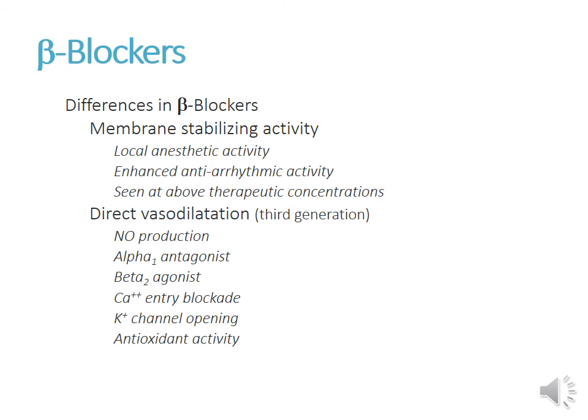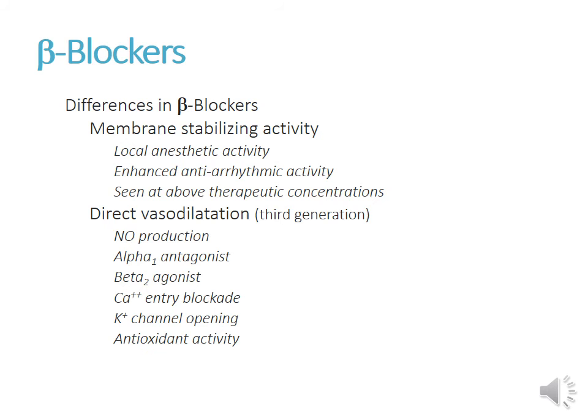In regards to selectivity, we'll talk about different generations of beta blockers, but we have this third generation, which has kind of a grab bag of different miscellaneous effects. Some of them will help to increase nitric oxide production, which we know is usually vasodilatory, so we can see some positive effects there.